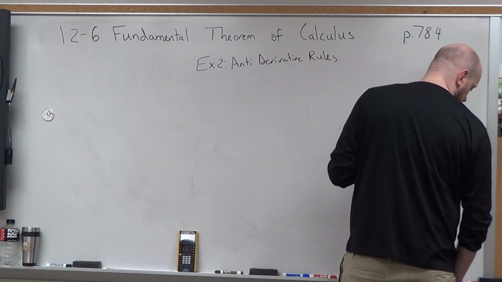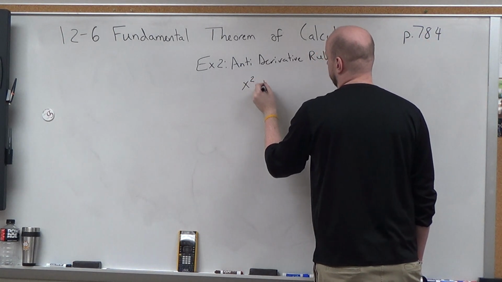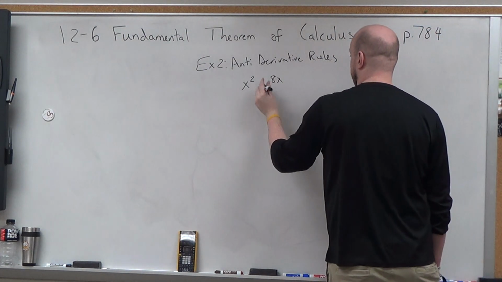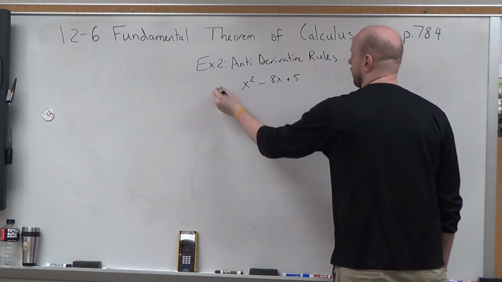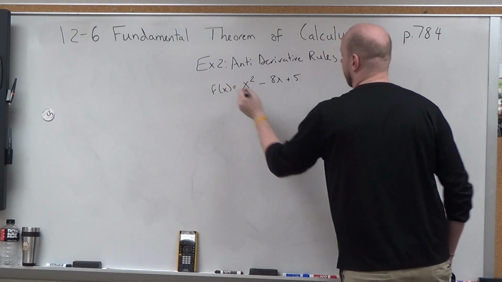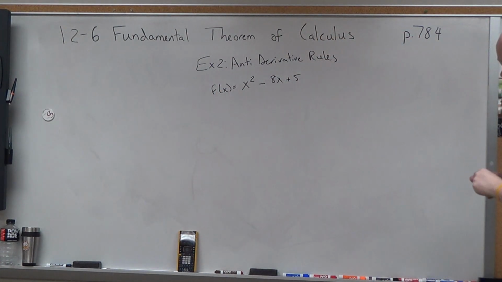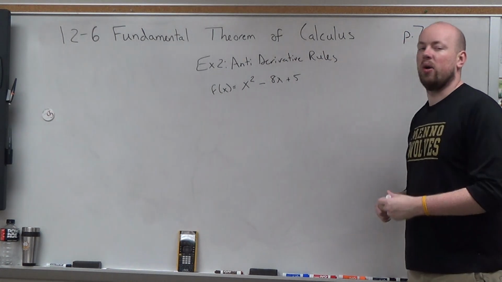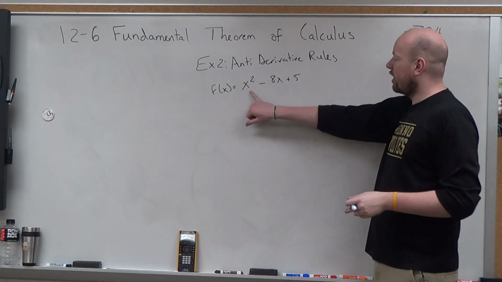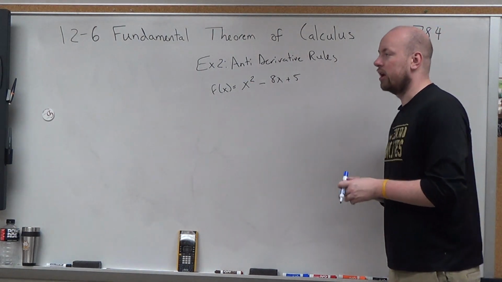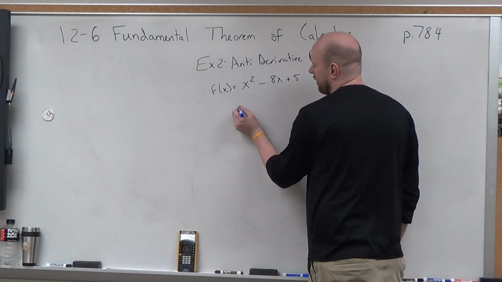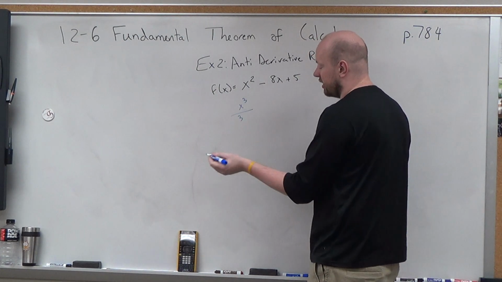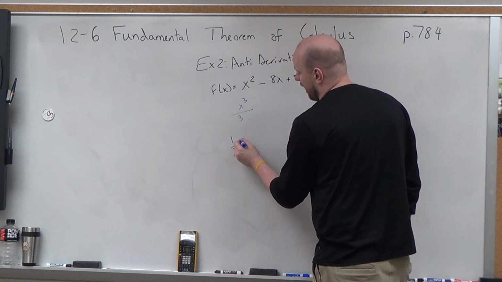So first we get a function. How about x squared minus 8x plus 5. That's as good as any. Now again, the sum rule says what you think it should. I can just do the antiderivative of each individual component. So, antiderivative of x squared. Again, we need to increase the exponent by 1, so I get x to the 3, and then I'm going to divide by 3. So I get 1/3 x cubed.